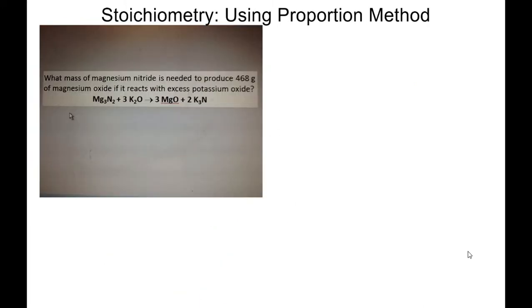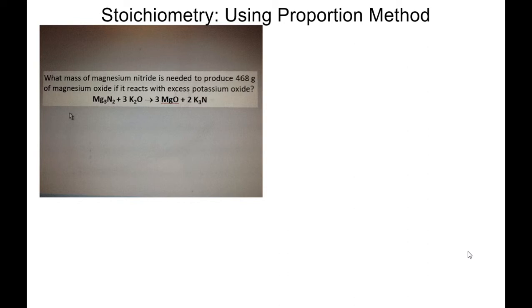Let's read the problem and look for both the given and the desired quantities and chemicals that we're interested in. The given quantity, 468 grams of magnesium oxide, is provided as the numerical amount. Therefore, we look for the numerical amount and assume that to be the given quantity. The desired quantity is in the form of a question. Therefore, it asks, what mass of magnesium nitride?